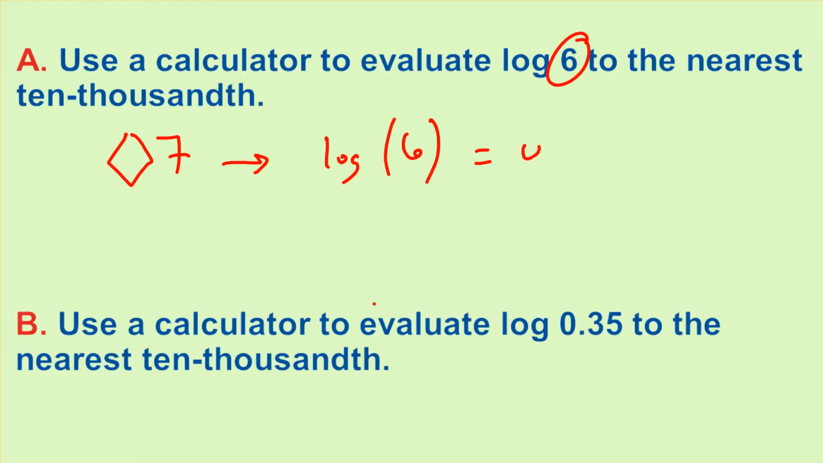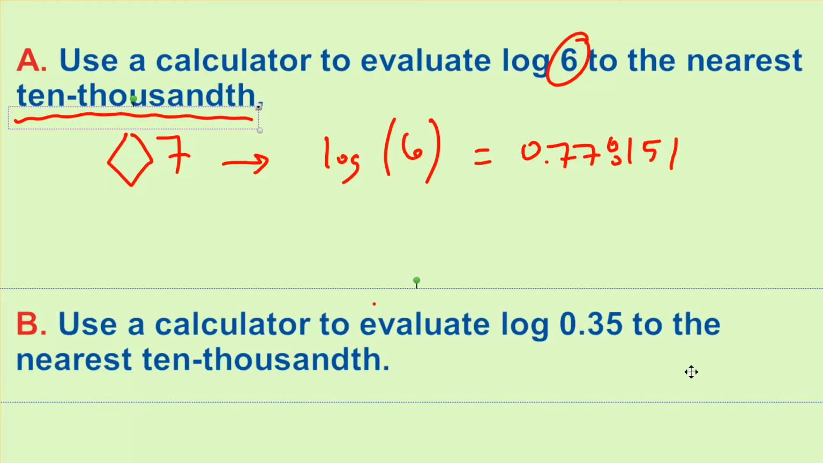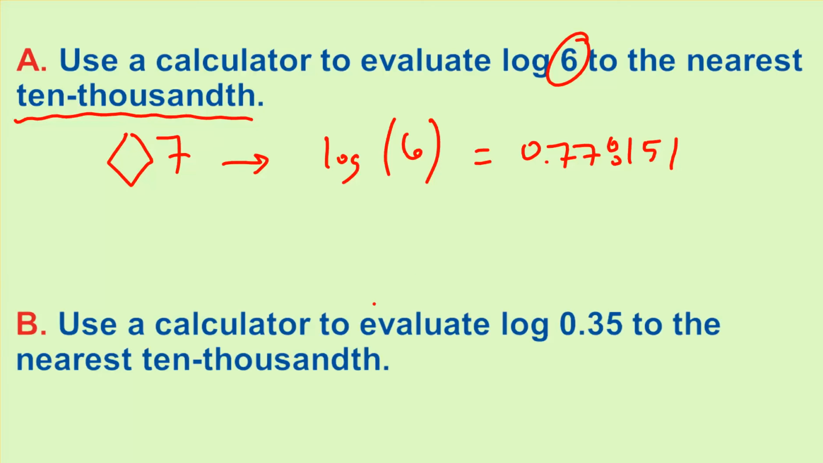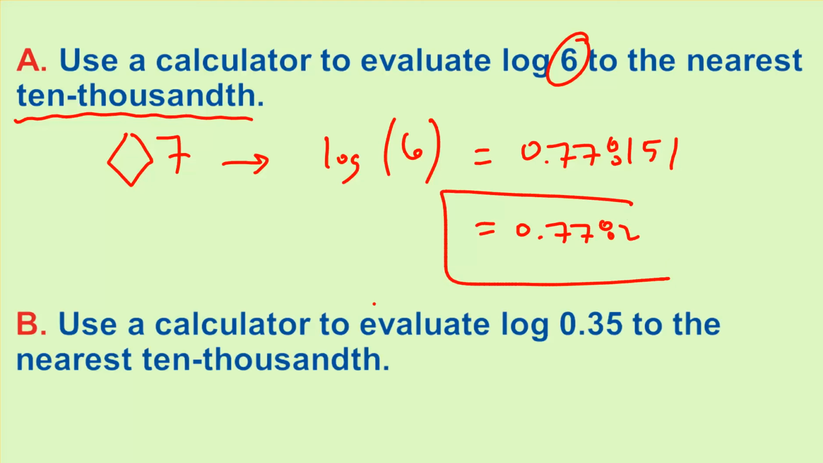0.778151. But this says round to the nearest 10,000th, and so that would be the fourth decimal spot, so 7781, but this 5 is telling us to round up, so that equals 0.7782. Okay, there we go. We just evaluated a common logarithm. All right.